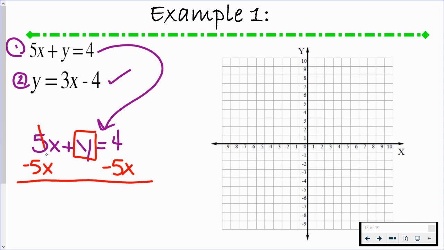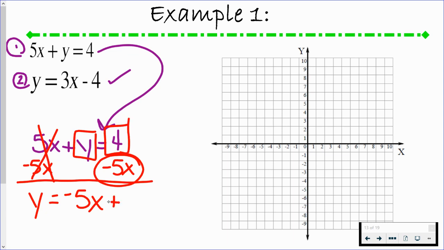Now, since I want it in slope-intercept form, I want my x term to be first. I'm going to put negative 5x. Remember, whatever sign's in front of the number stays with the number. So since there's that minus 5x, that means it's a negative 5x. If you look at my 4 here, it's positive. There's no sign in front of it. So there I'm going to put y equals negative 5x plus 4.